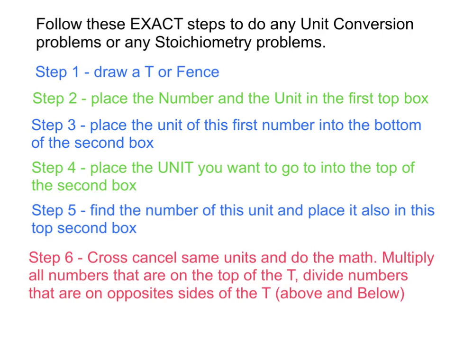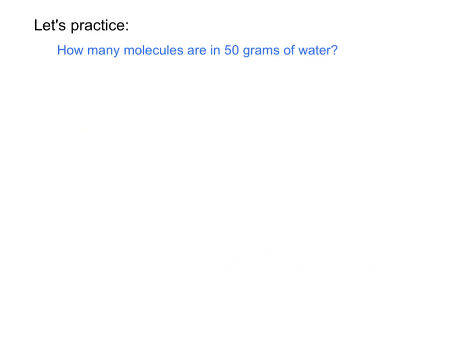Remember, anything that's on top of the fence line, we multiply. Anything that's on the bottom, we would divide. Now, I know this is confusing. Let's practice. So here's a simple little problem. How many molecules are in 50 grams of water?